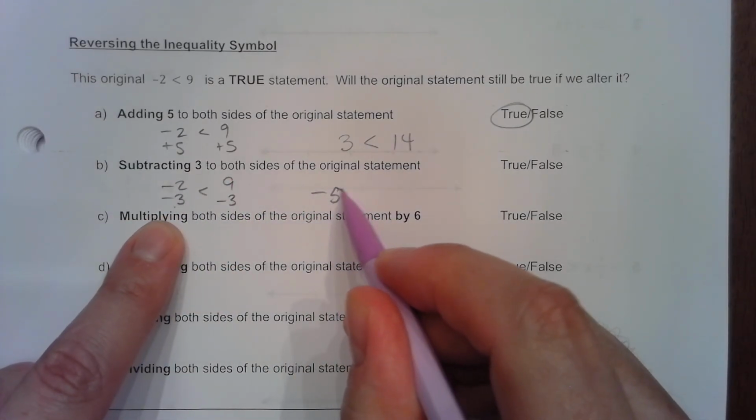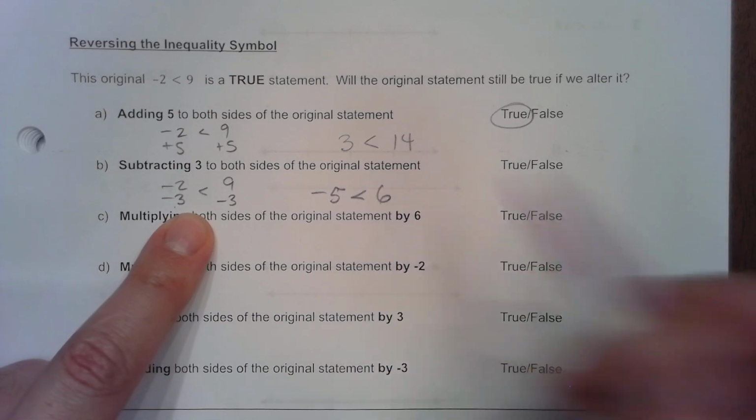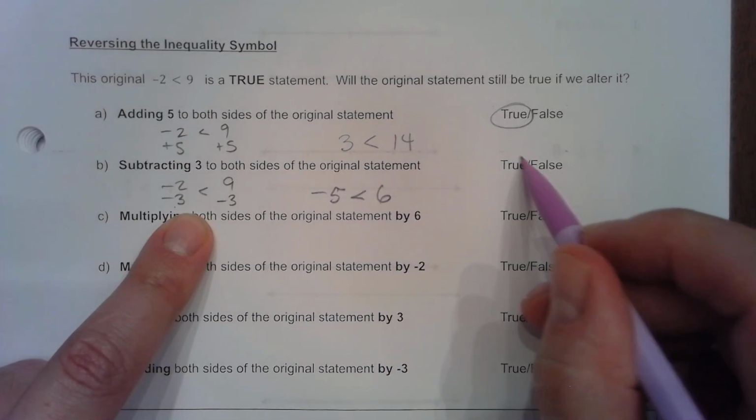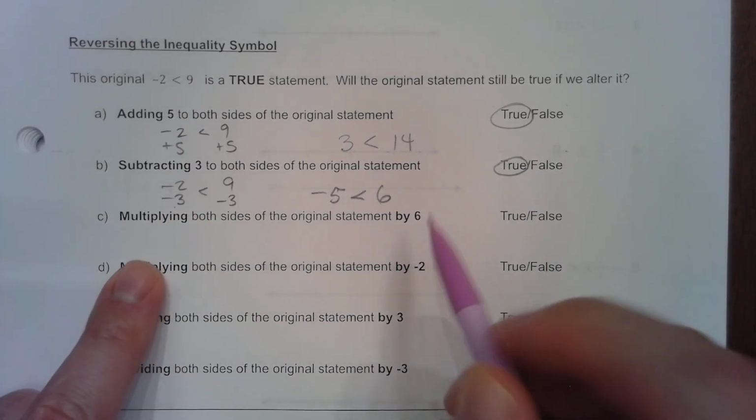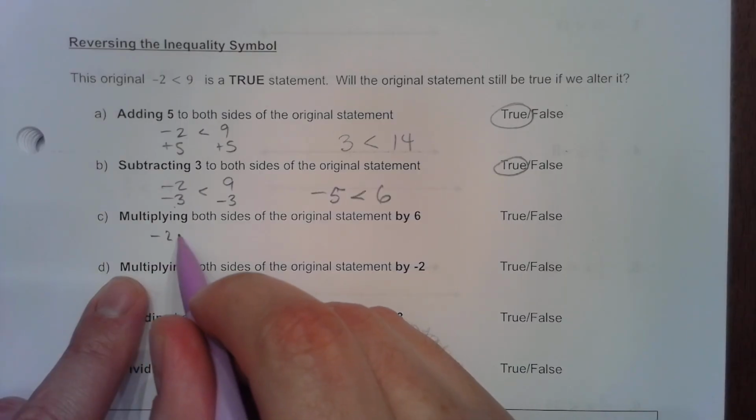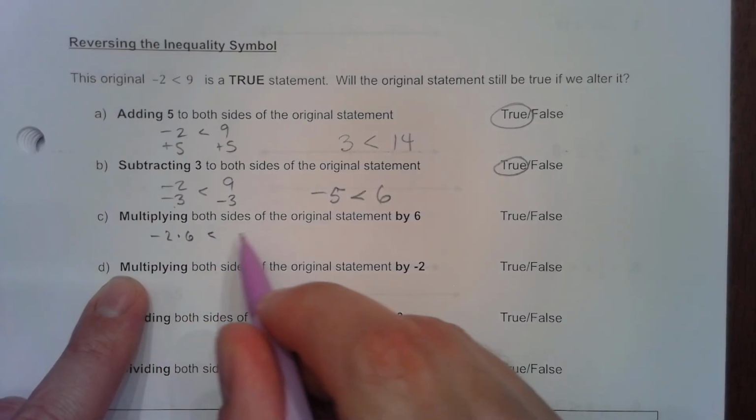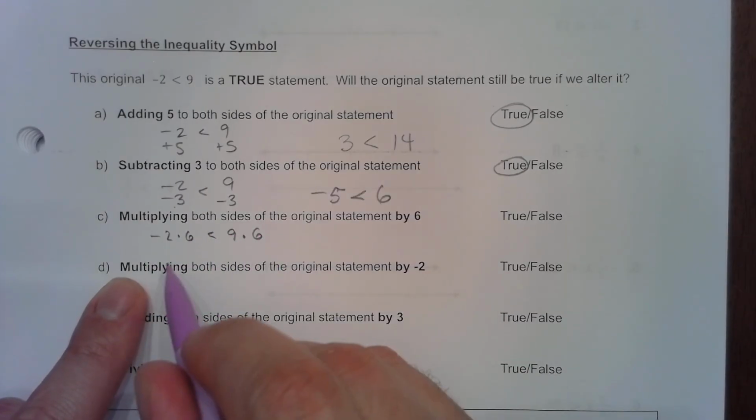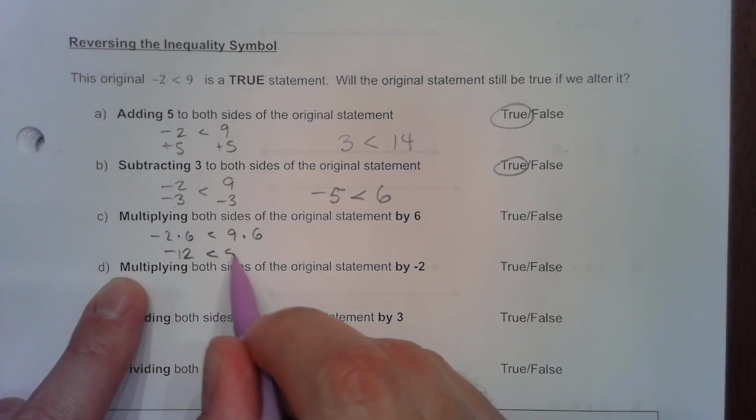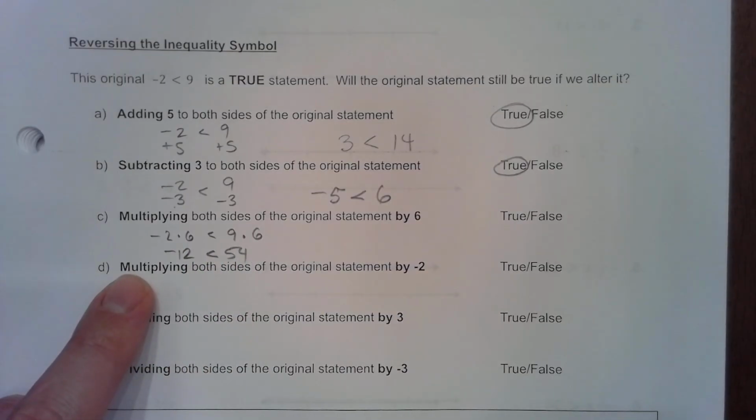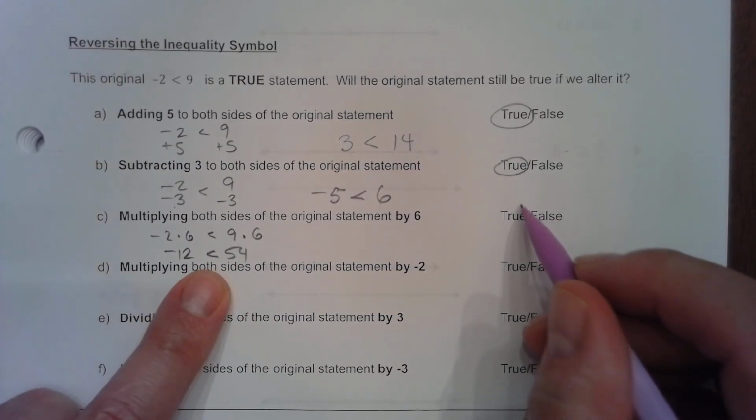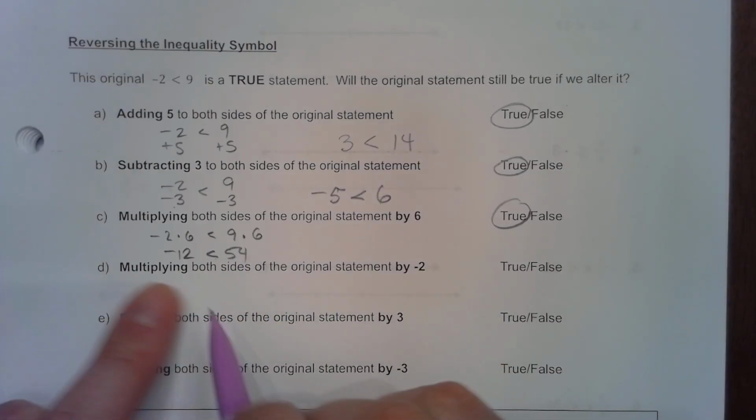-5, is that less than 6? That is true. What if we multiply both sides by 6? -2 times 6, is that less than 9 times 6? Is -12 less than 54? That's true. 54 is a bigger number.